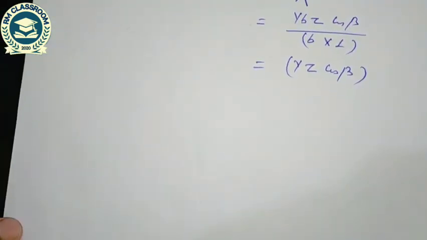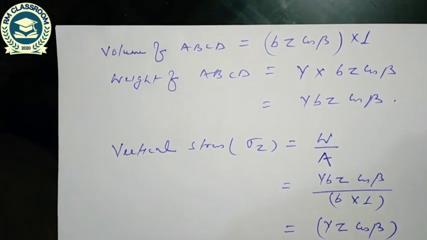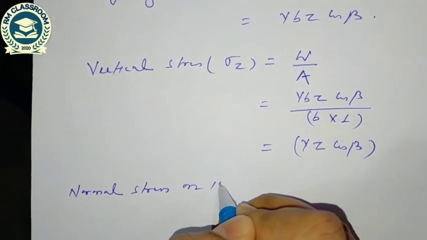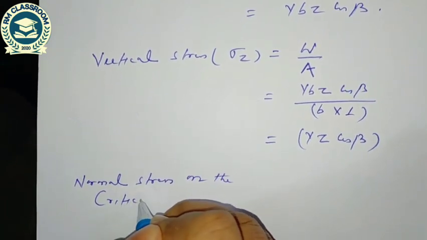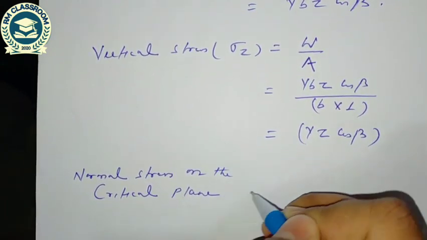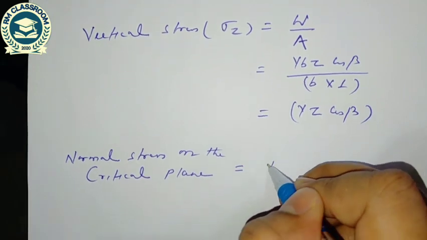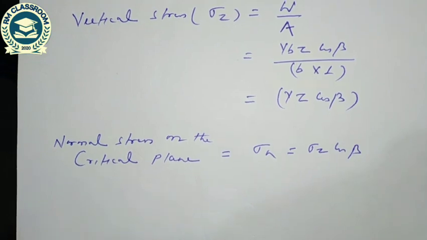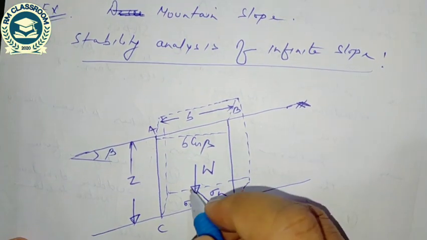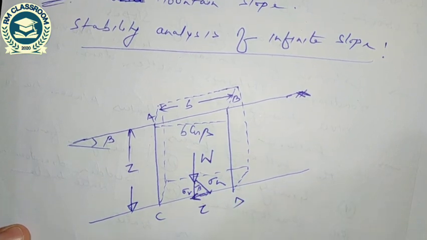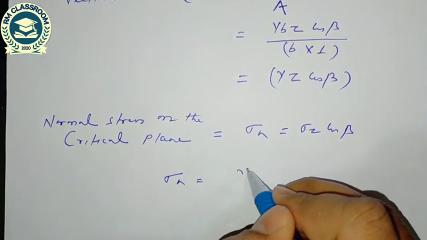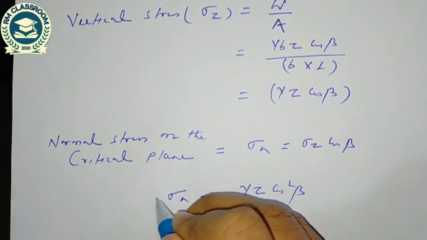So vertical stress, once we have computed, normal stress on the critical plane is nothing but the component sigma n is nothing but sigma Z cos beta. So normal stress, I have told you, this is normal stress, this angle is beta, so this is sigma n, gamma Z into cos beta. So the normal stress is nothing but gamma Z cos square beta.